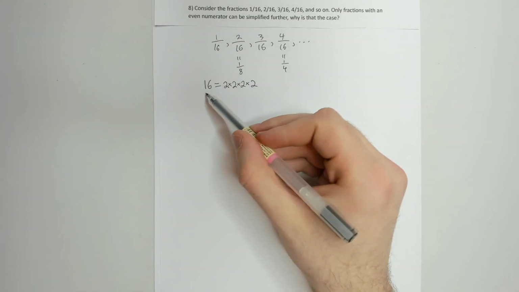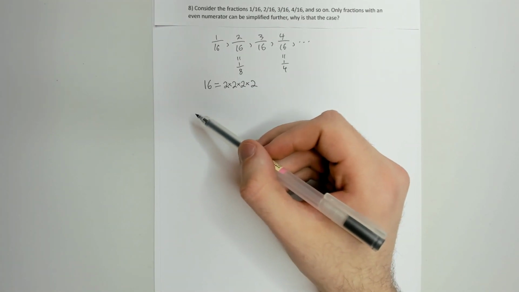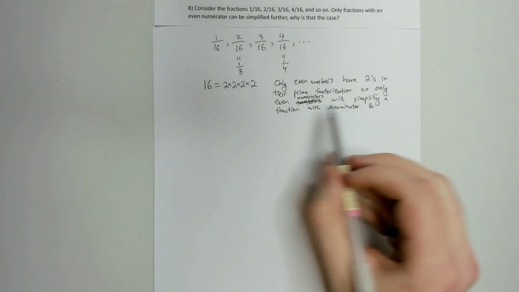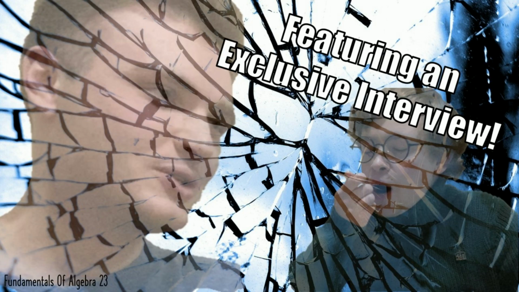That means 16 will only have a common factor with something if that also has a 2 in its prime factorization. And what numbers have 2's in their prime factorization? Even numbers, right? So only even numerators will simplify a fraction with the denominator of 16. All right, and odd numbers, again, they have no 2 in their prime factorization, so it's not going to simplify. It's as simple as that. And if you want to know more about this, check out episode 23 of the series.